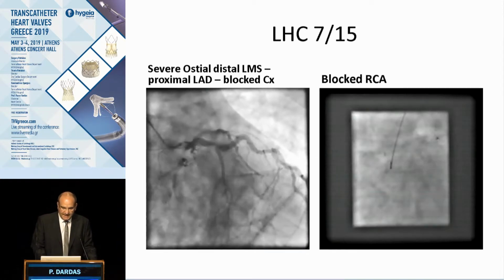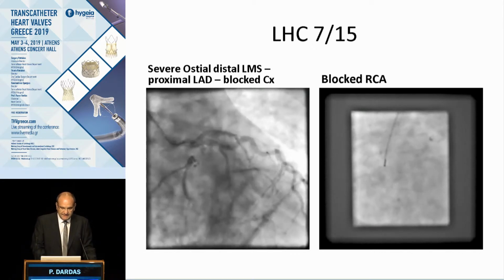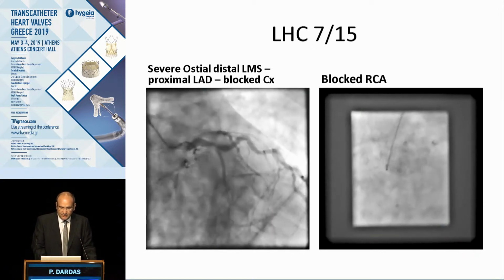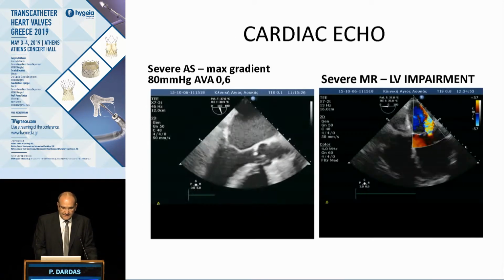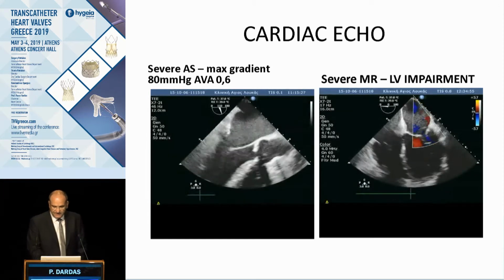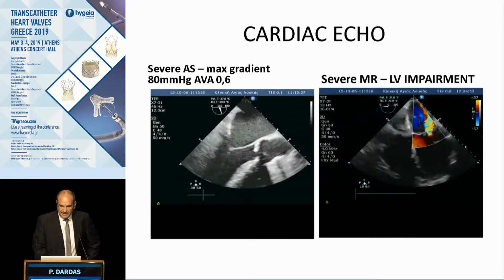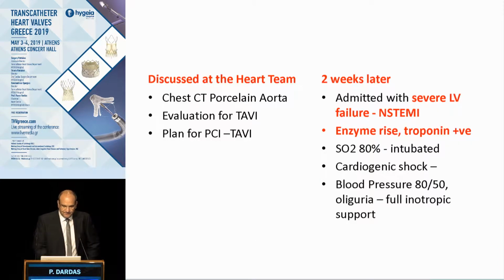And you can see his coronary angiography. There is ostial and distal left main disease. There is proximal LAD disease, blocked circumflex, blocked right. And you can see the porcelain aorta. And here is the appearance of his aortic valve, which is severely calcified with moderate LV function and also severe mitral regurgitation. Now, he was discussed at the heart team, and due to the comorbidities, we decided to evaluate him for PCI and TAVR in the same procedure.